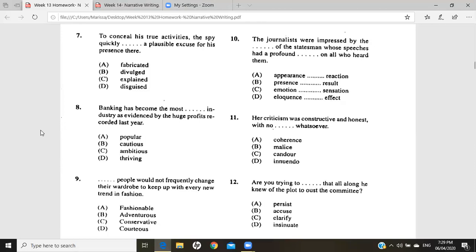And the last one, number 12. Are you trying to something that all along he knew the plot to oust this committee?